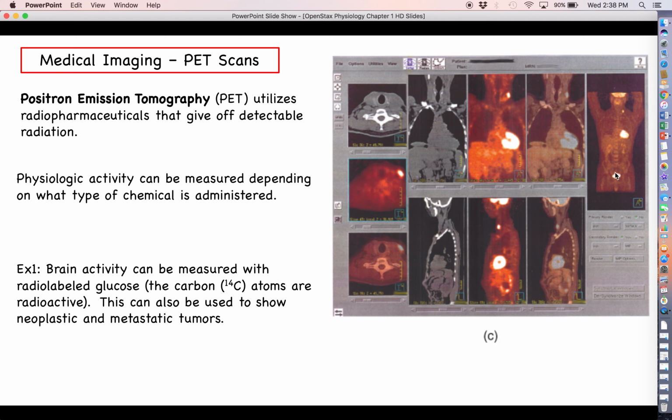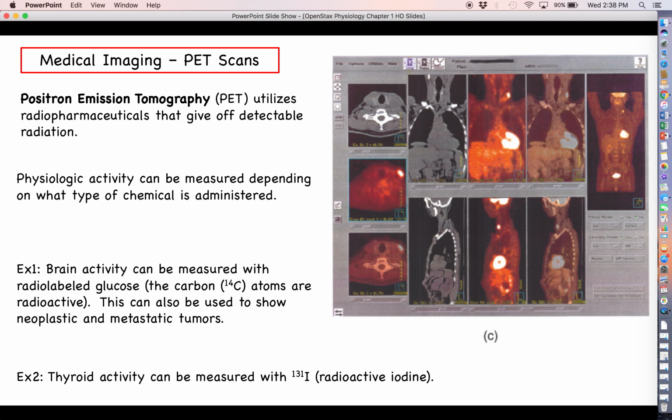And then the picture shown here on the right shows different tumors in the body lighting up with radioactive glucose. Cancerous tumors also tend to be highly reliant on glucose metabolism, so they tend to light up as well. So this is a powerful technique in and of itself.